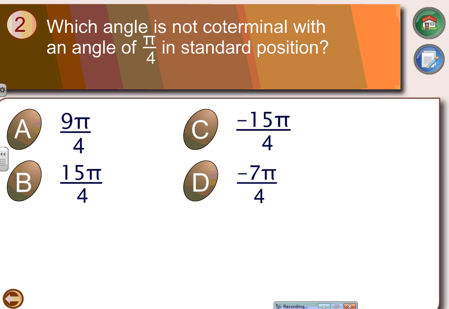Alrighty, another second question. Which of these angles is not coterminal with pi over 4? Can you get to there in the multiples? Try it out.